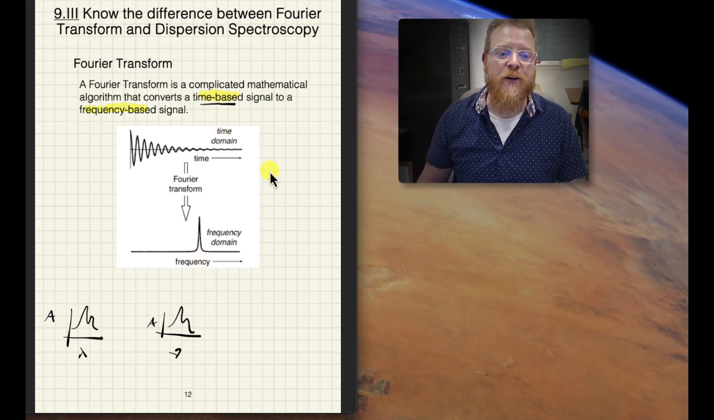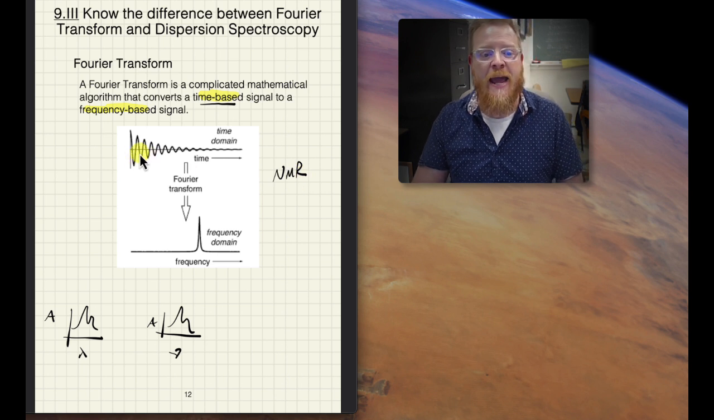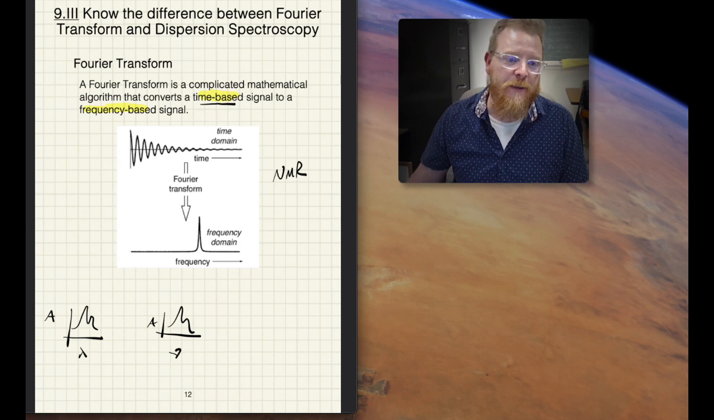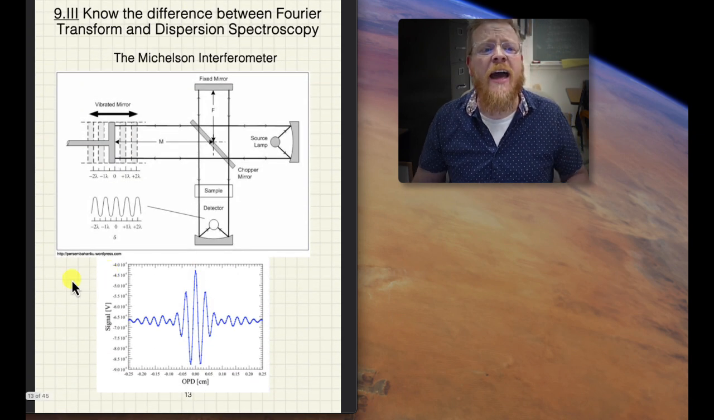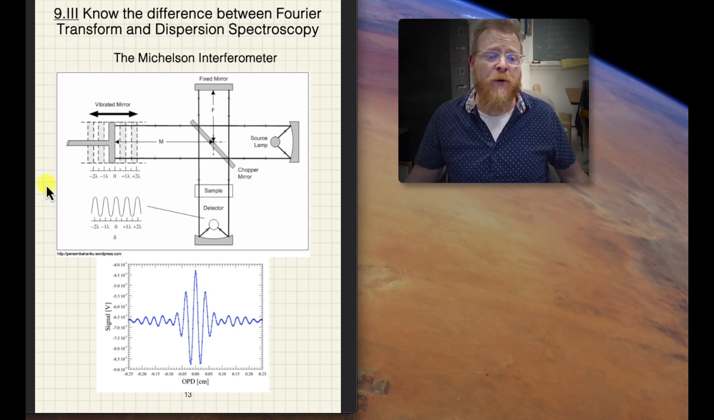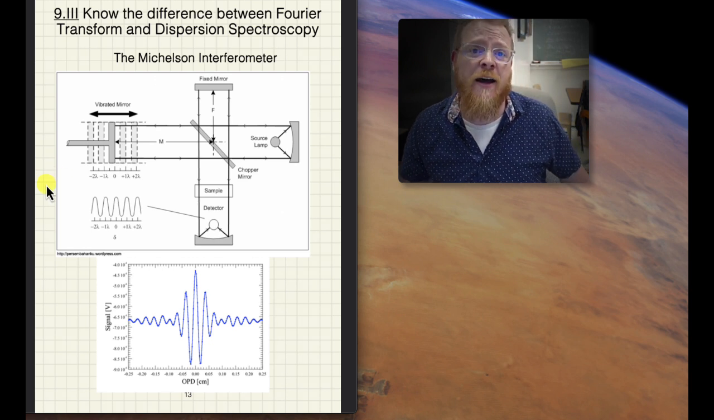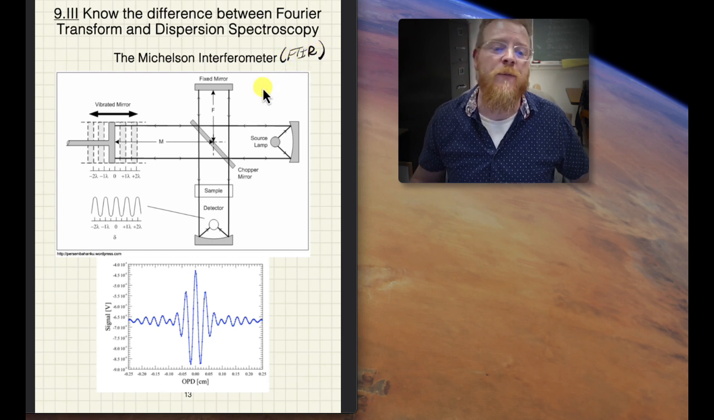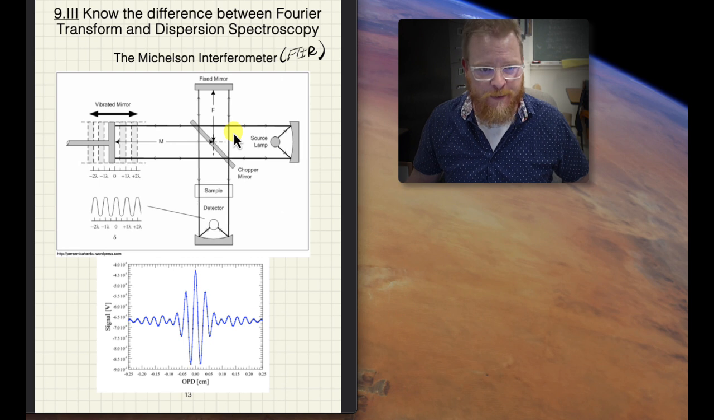Now, this picture is related to NMR, so this is the free induction decay. But we can come up with similar pictures and ideas for IR spectroscopy. So let's take a look at that. This is called the Michelson interferometer, which is what makes an FTIR work. This is the principal mechanism in the instrument.